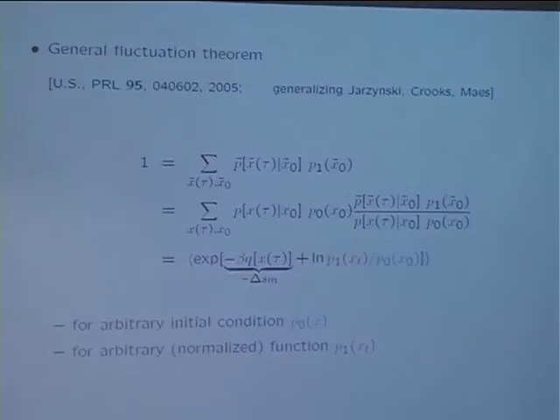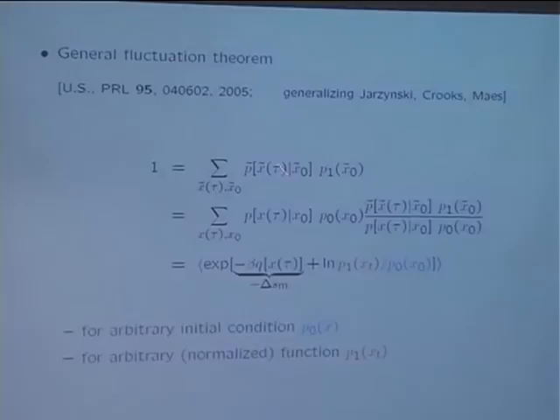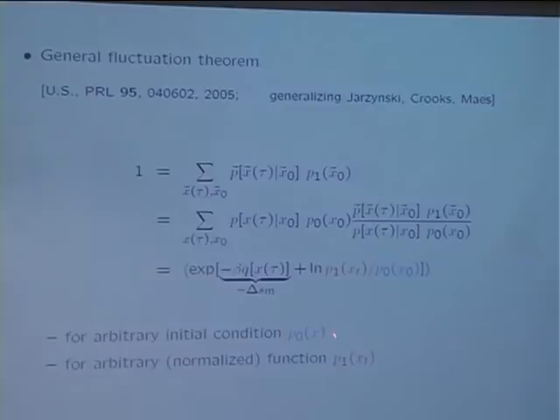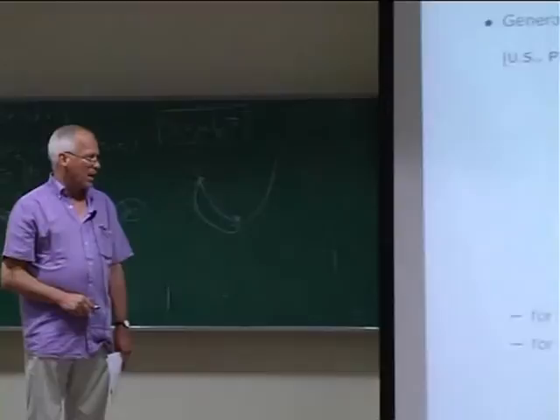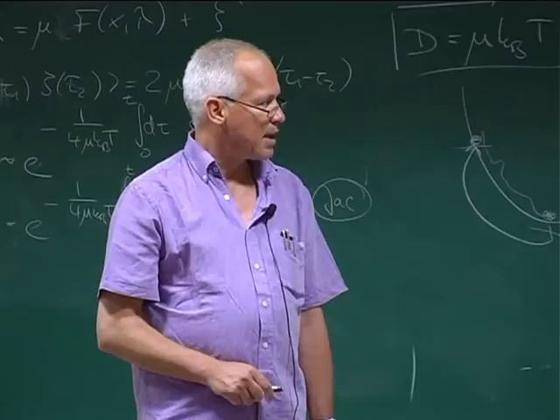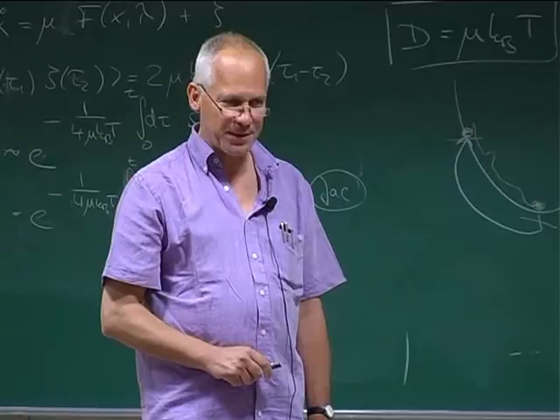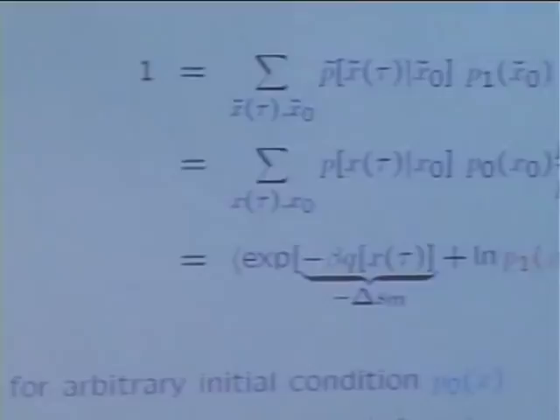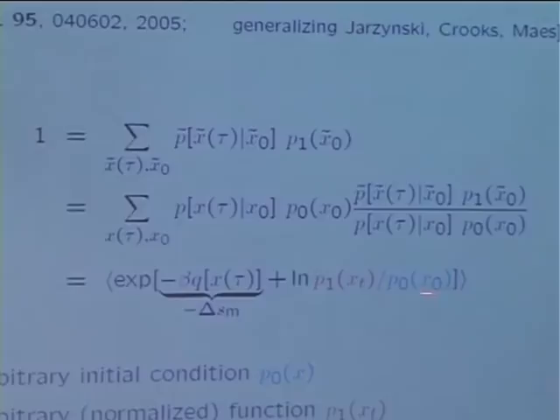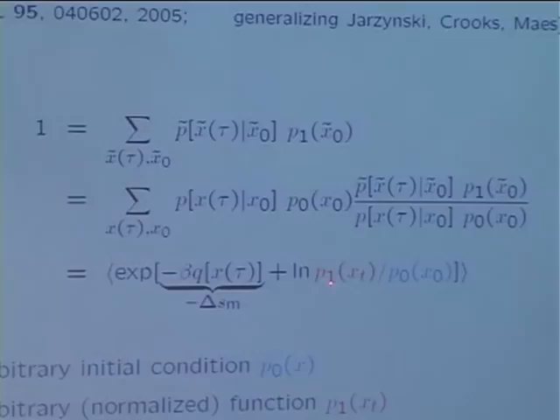Now, this derivation is true for any initial condition, P naught of X naught. Any initial condition. I don't have to start in thermal equilibrium. And it's true for any function of the final point, because I was free to choose any normalized distribution for the initial point of this fictitious backward process. So x tilde naught becomes xt. Okay? So this is true for any choice of physical initial condition here, and any choice of normalized function p1 of the end.